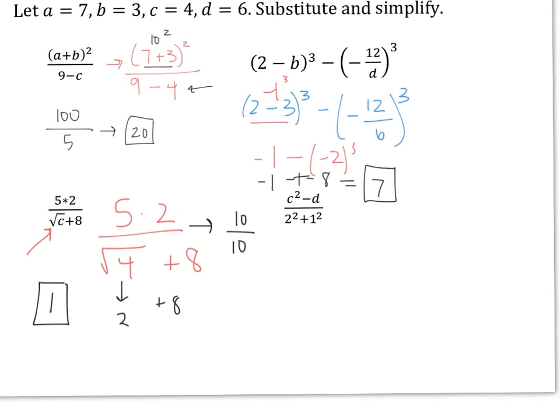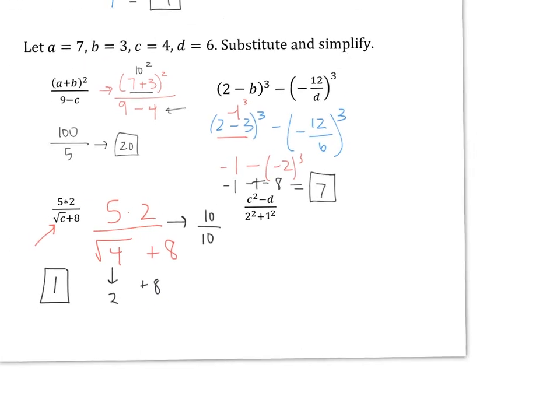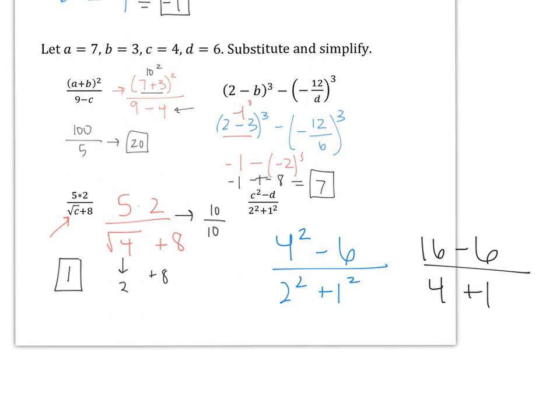Okay, and now let's look at this example. I have c squared, which I gotta zoom out a little bit so I can see there. So c is 4. So I have 4 squared minus 6 all over 2 squared plus 1 squared. So 4 squared is 16 minus 6. All over 2 squared is 4 plus 1.